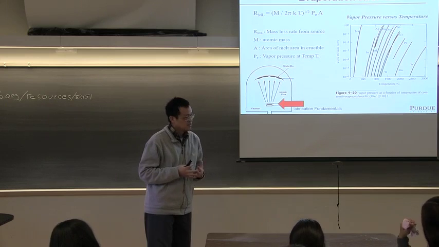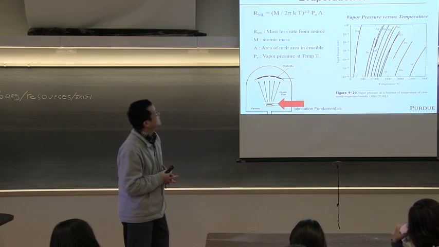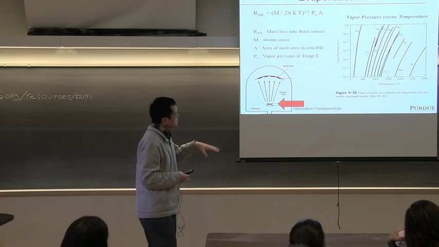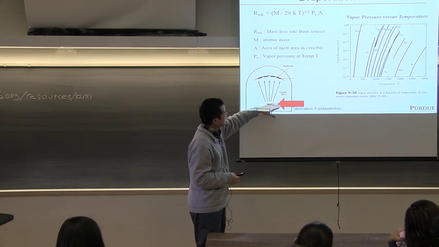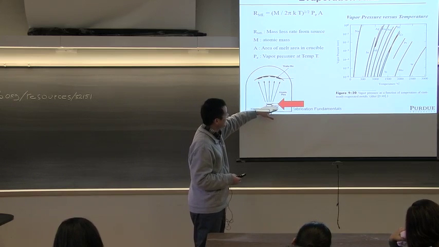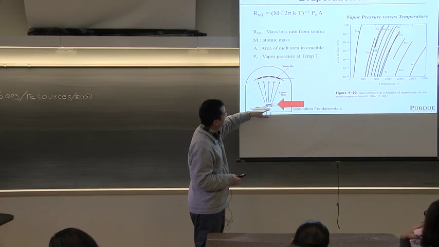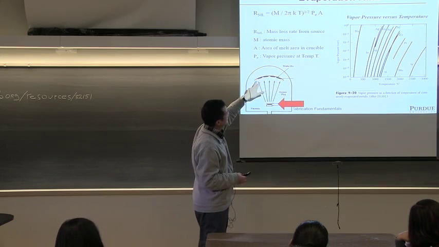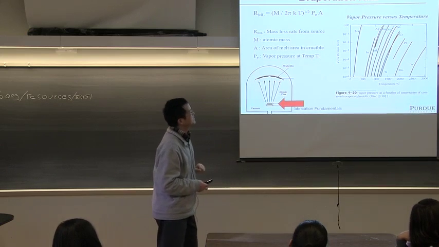Let's look briefly at the evaporation rate. We'll look at two things. One is the material loss rate from the source, and then we will also look at the material received where the wafer is.